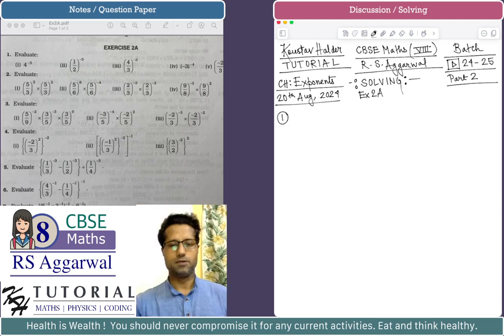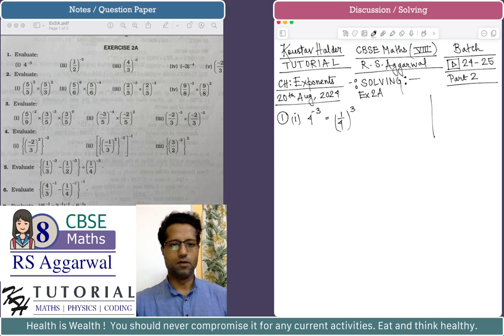Problem number 1 says evaluate. Whenever you're asked to evaluate, it means you are given some numbers in the exponential form and you have to convert it into the rational form. That is what it means to evaluate. So 4 raised to the power minus 3 is equal to 1 by 4 raised to the power 3.